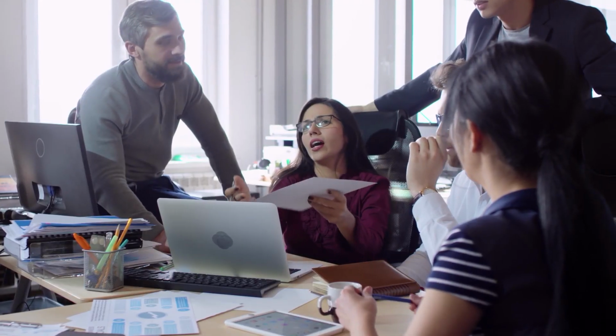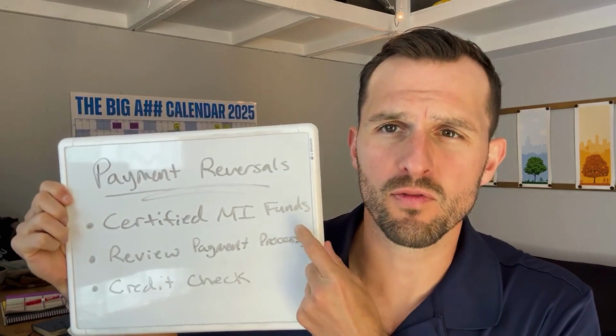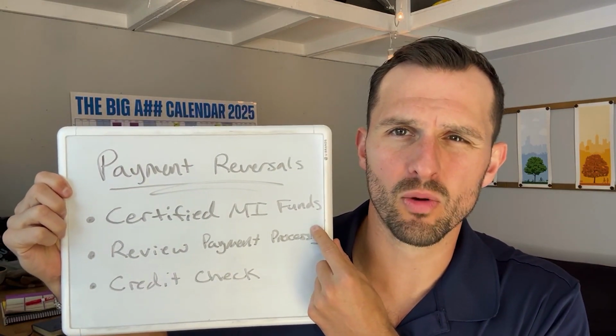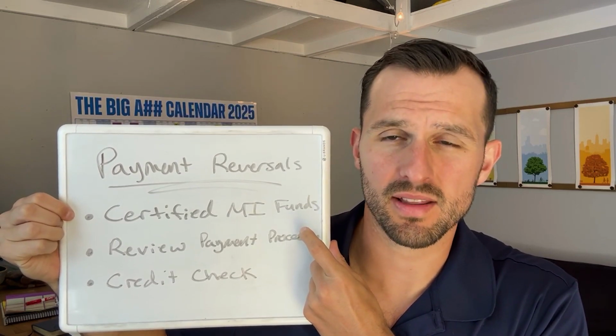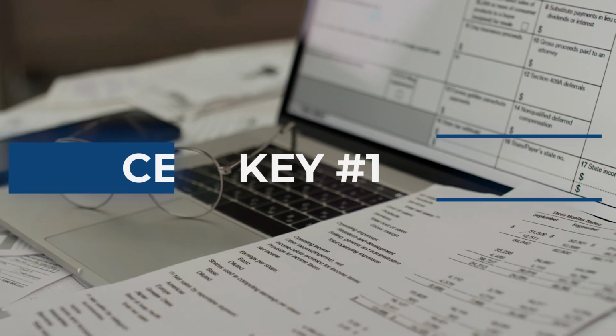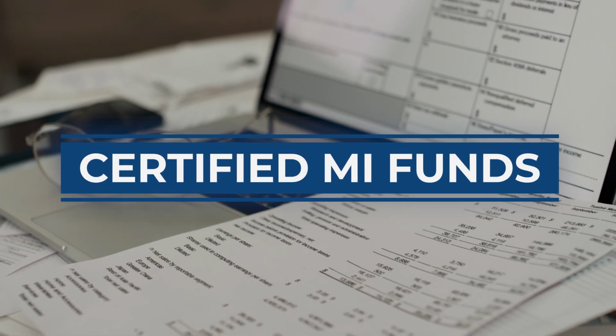So whether you're an owner who has just one property, or you're working with a property management company that has a payment processing facility, or you have 10, 20, 30 doors and you're using your own property management or rent collection software, these tips are going to be applicable. These are in no particular order, but the first thing, and I've talked about this in the past, is that you have to get certified move-in funds.